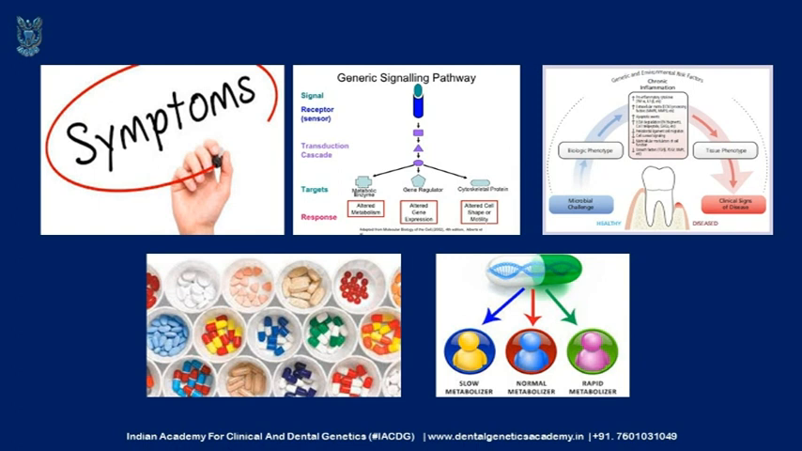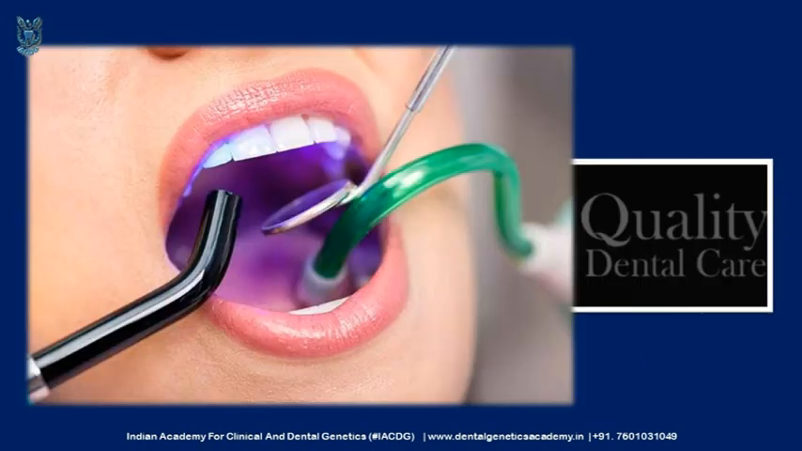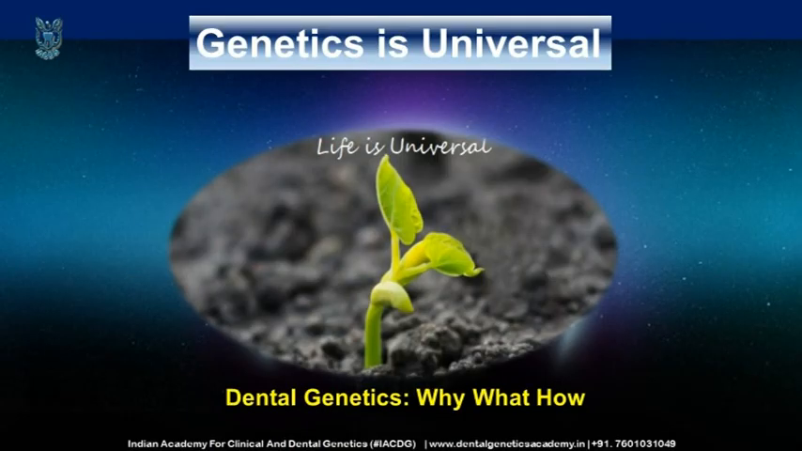Not only that, when we are prescribing drugs, we should know how to choose it and what to choose, and also have knowledge of how these drugs are actually working in my patient, whether my patient is getting benefited, what's actually going on at the genetic level. Only then can we say that we are giving quality dental care. If life is universal, then genetics is universal.